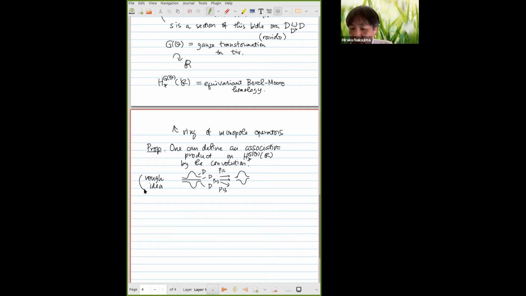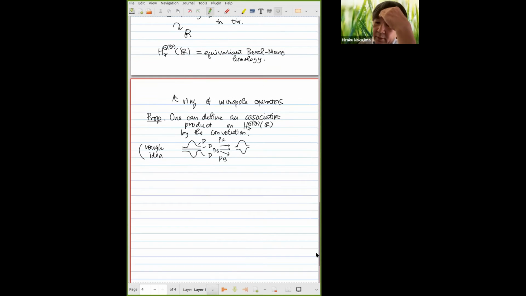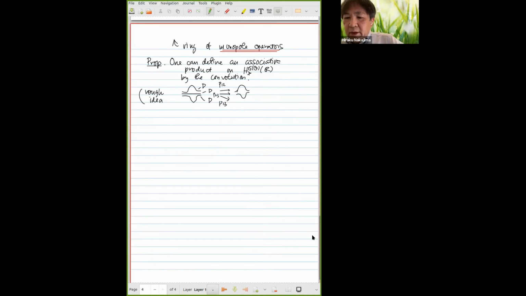Okay. Do you have any question or comment? Okay. So as I said, this is the ring of monopole operators, what physicists call the ring of monopole operators. So let me take a few minutes to explain why this is so.